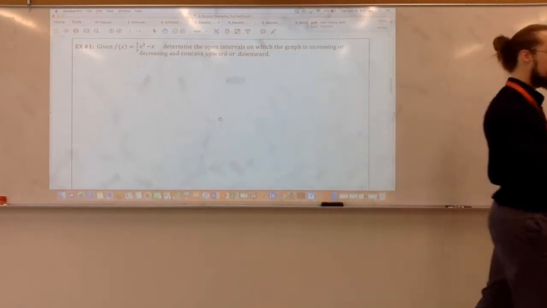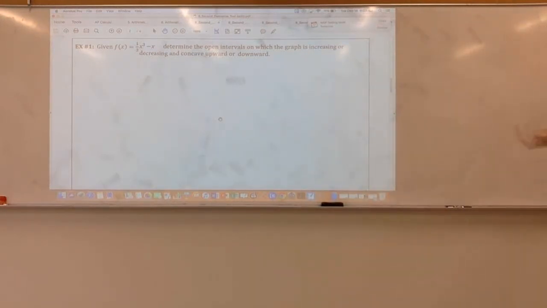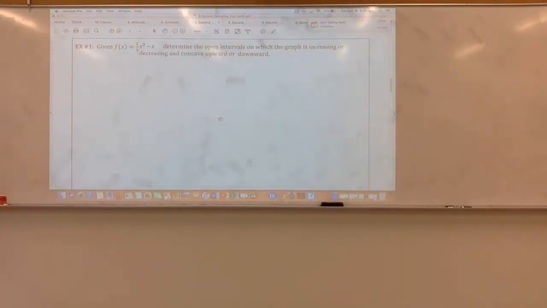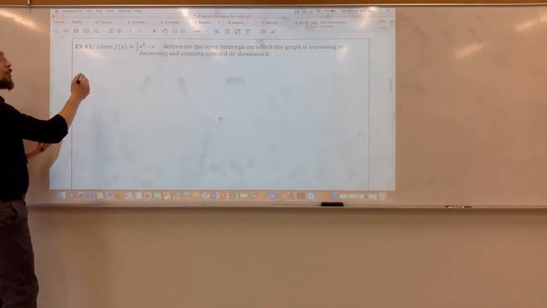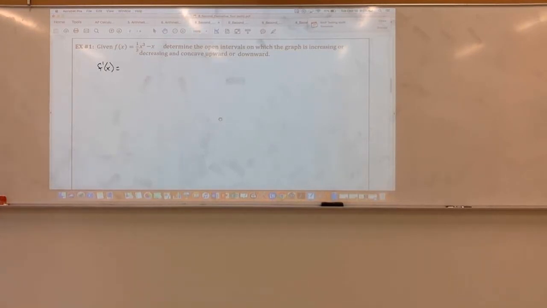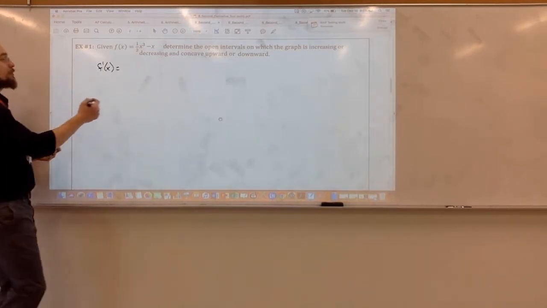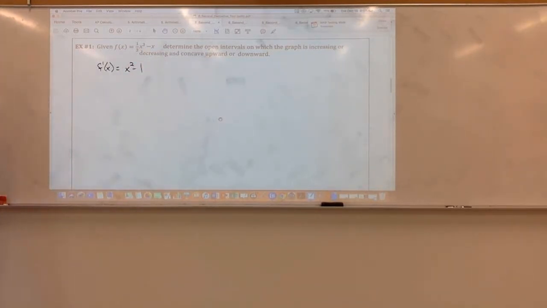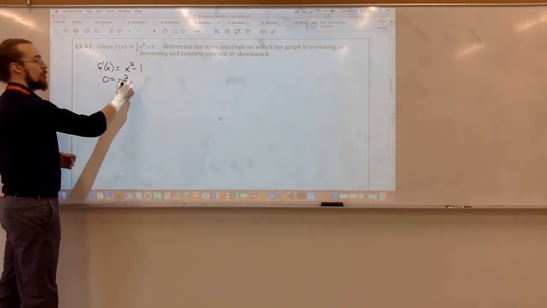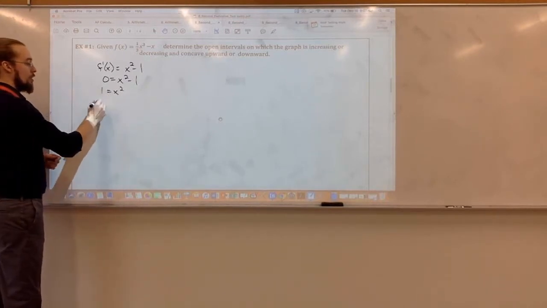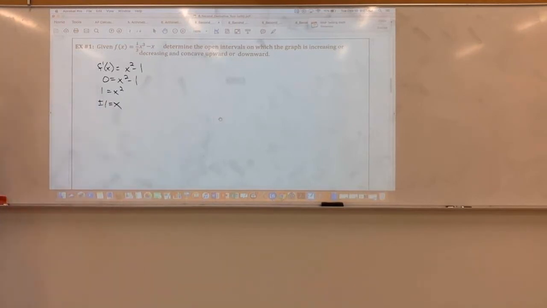All right, so with this function here, we are going to determine multiple things. It says figure out where the function is increasing, decreasing, and where it's concave up and down. So I want to use my first derivative test and my second derivative test now. Let's find the first derivative and use the first derivative test to determine where my function is increasing and decreasing. So what's my first derivative here? x squared minus 1. If I set this equal to 0, I will get plus or minus 1 for my critical values.